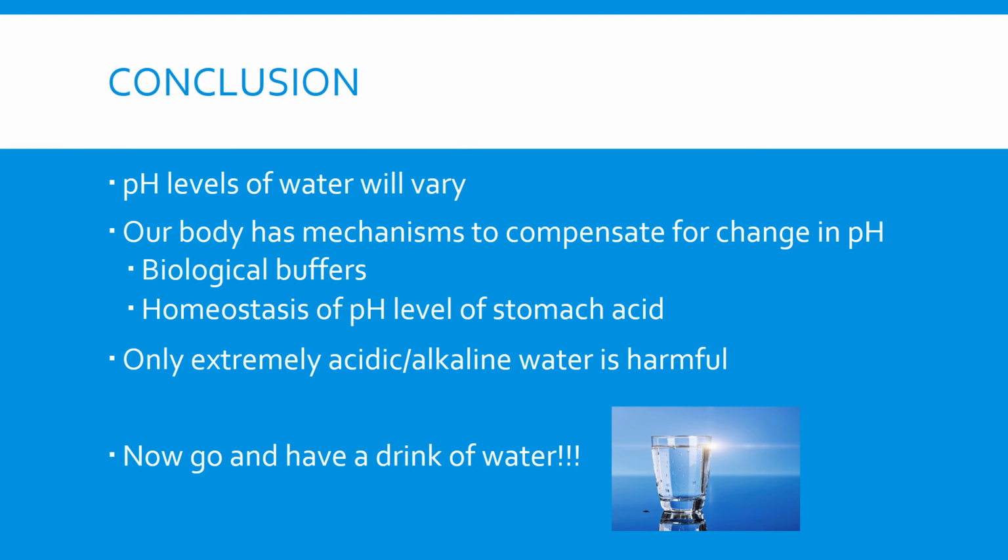So we hope we've cleared up any misconceptions concerning the pH range of drinking water. Consuming extremely acidic or alkaline water can be hazardous. However, pH level of drinking water can vary without posing health hazards due to biological buffers and homeostasis of pH levels in your stomach.